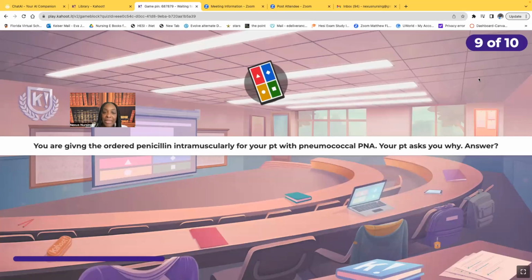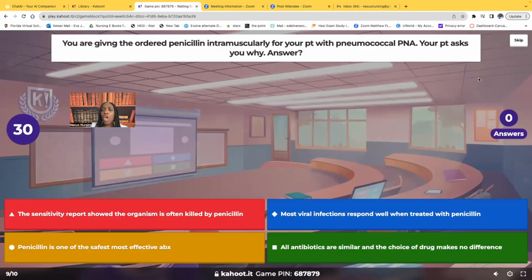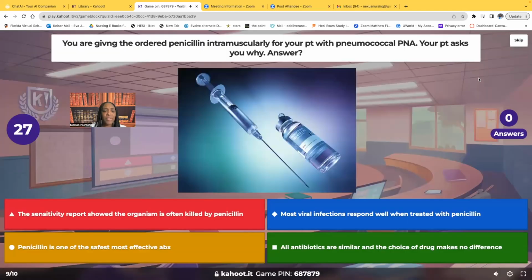You're giving ordered penicillin intramuscularly for your patient with pneumococcal pneumonia. Your patient asks why. What would be your answer? Would it be the sensitivity report showed the organism is often killed by penicillin? Would it be most viral infections respond well when treated with penicillin? Would it be penicillin is one of the safest and most effective antibiotics? Or would it be that all antibiotics are similar and the choice of drug really makes no difference?